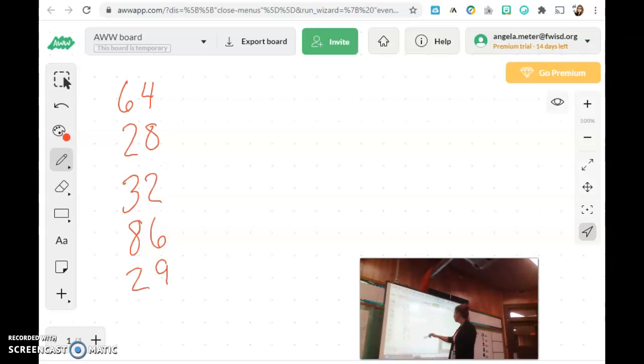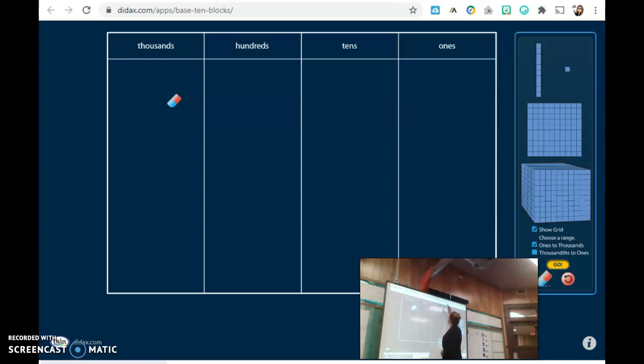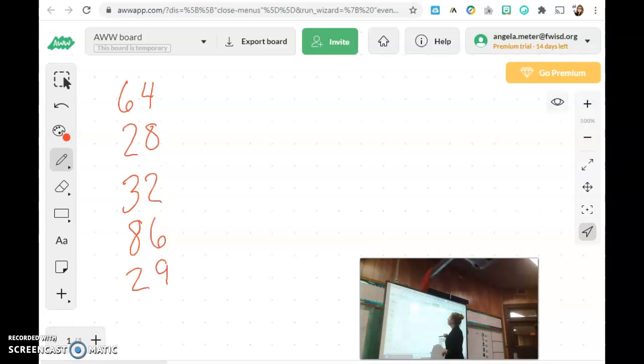All right, so I've written some numbers on the board, and we're going to practice making these numbers using our place value blocks. All right, so the first number that we're going to make is 64. So we're going to move over here. So what I have to do, actually let me move back for a second.